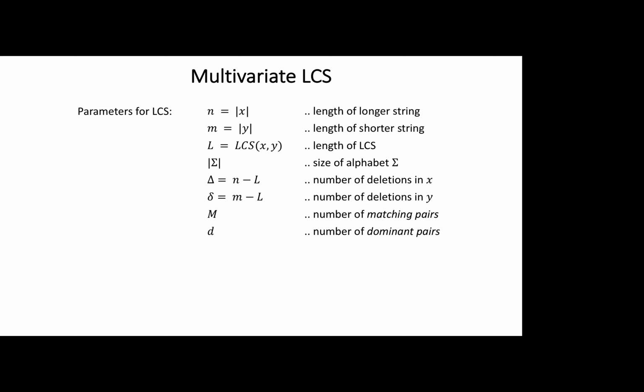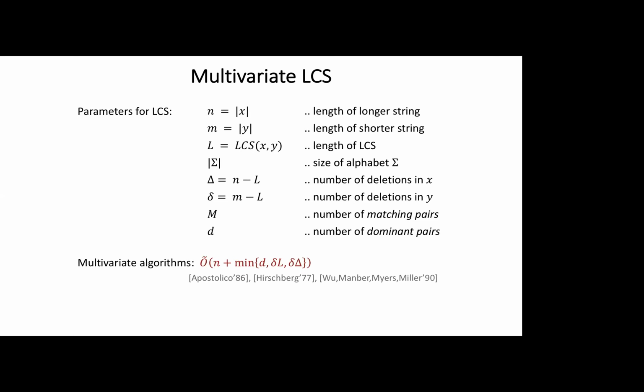Then there are a couple of more problem-specific parameters. Like the number of matching pairs, which is how many pairs of a letter in X and a letter in Y are equal. The number of dominant pairs is even more complicated to define, so let me not do this here. But what the string community came up with over the decades are lots of algorithms analyzed in these parameters.